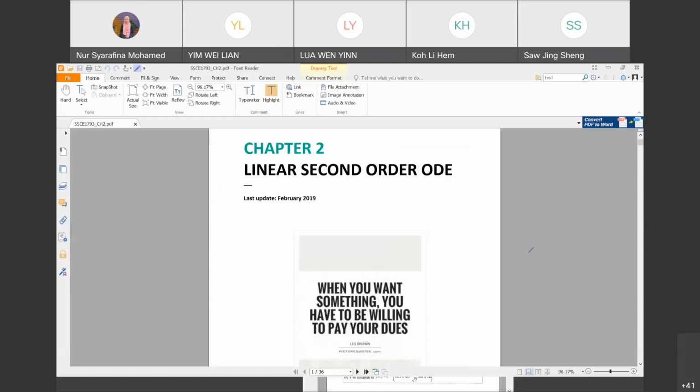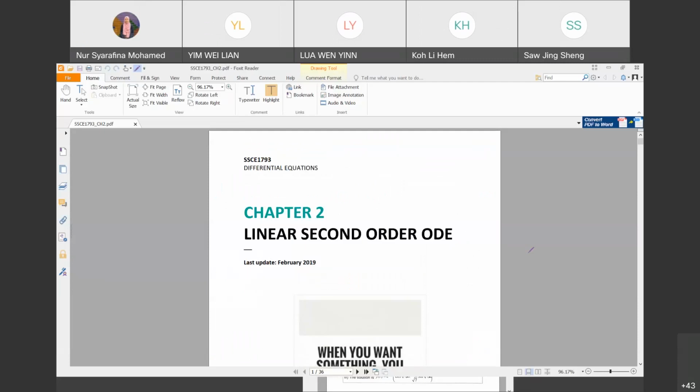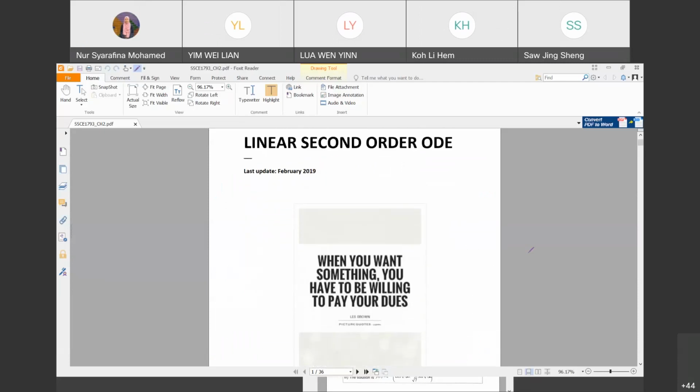Okay, so now we are moving to our next chapter, which is linear second order. Right? So we are going to proceed with second order ordinary differential equations. Second order ordinary differential equation, right?